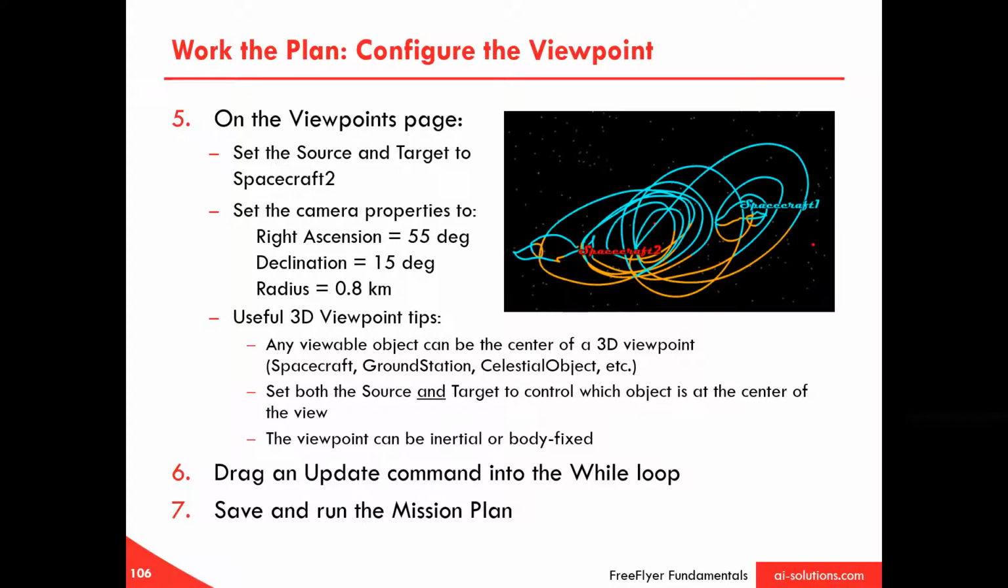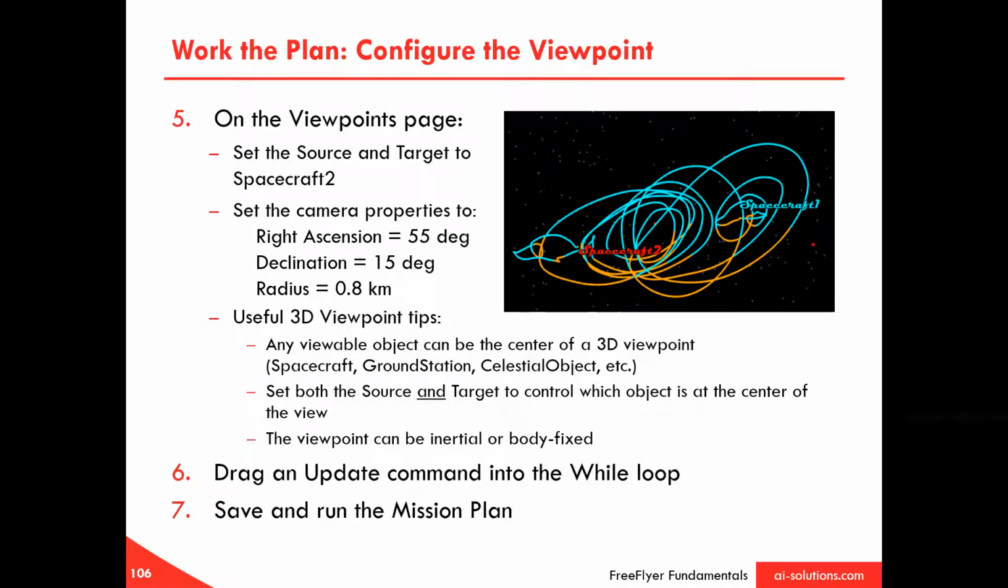On the Viewpoints page, we're going to modify the default viewpoint and change it to a spacecraft-centered close-up view. We're going to set the source and target settings to point to spacecraft 2, and we'll modify the camera properties to set a nice close-in view, so we'll edit the right ascension, declination, and radius settings.